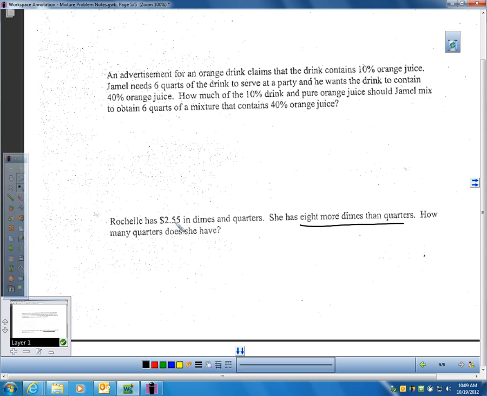Rochelle has $2.55 in dimes and quarters. She has 8 more dimes than quarters. How many quarters does she have? Well, let's write this in words. Rochelle's dimes plus her quarters has to equal $2.55. That's the first issue.